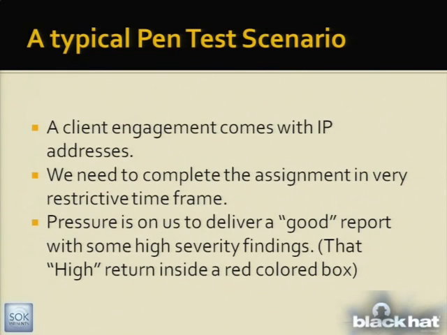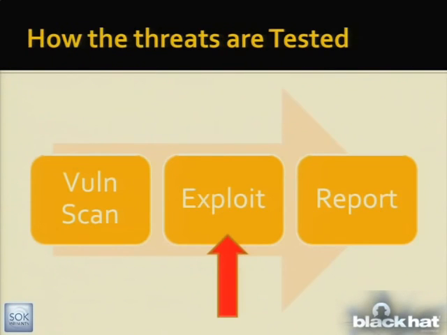We have to do it in a very restricted time frame, with deadlines, and the pressure is on us to deliver a good report, with some high severity findings which affect the business, and all those things, writing high in red box, medium in orange box. Our managers want that. So how are the threats tested?